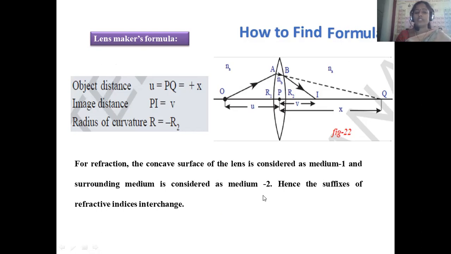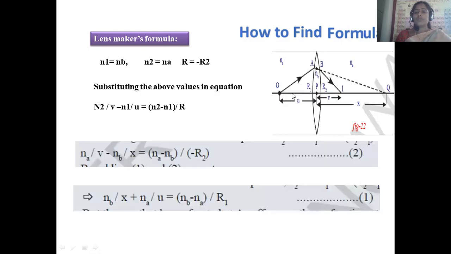Earlier we worked with a convex lens. Now we turn to a concave lens at the point B, so the entire parameters are changed, and even the radius of curvature has changed its sign. R becomes minus R2. So let us put it in the lens formula equation, N2 by V minus N1 by U is equal to N2 minus N1 by R. Let us substitute all these parameters in this equation.